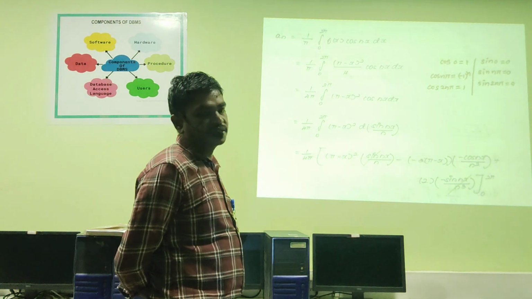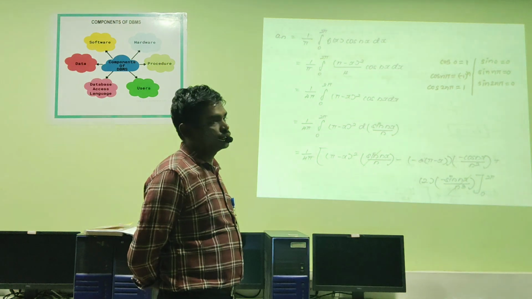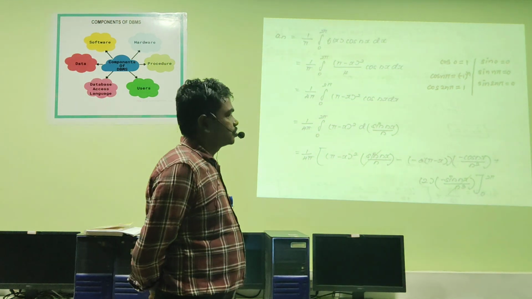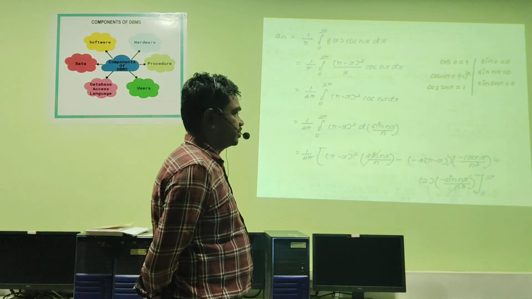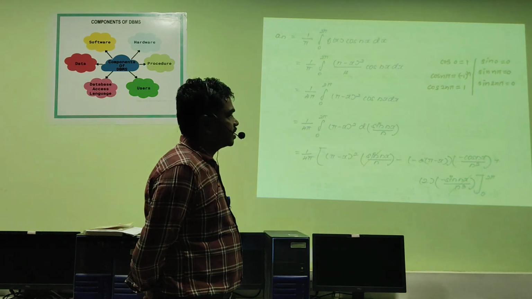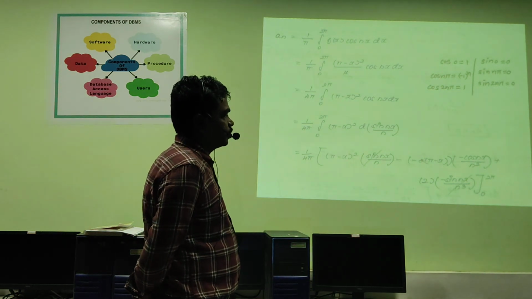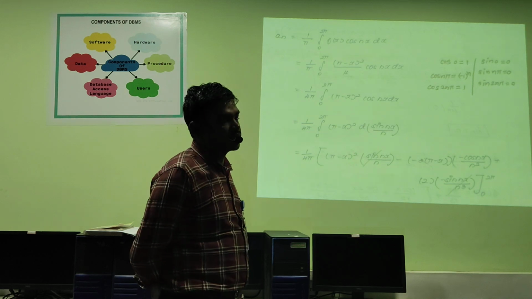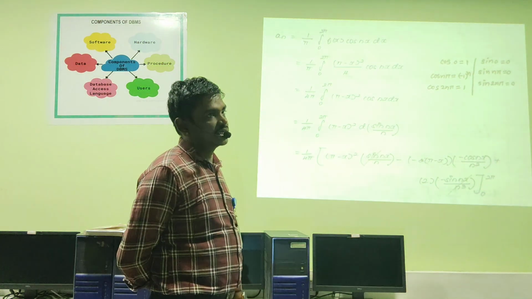But u triple dash means differentiation of u double dash. What is the value of differentiation of u double dash here? That is 2. So differentiation of 2 is 0. So we can stop here the Bernoulli's formula. And then we can apply the values 0 and 2 pi, that is lower limit is 0 and upper limit 2 pi in x.